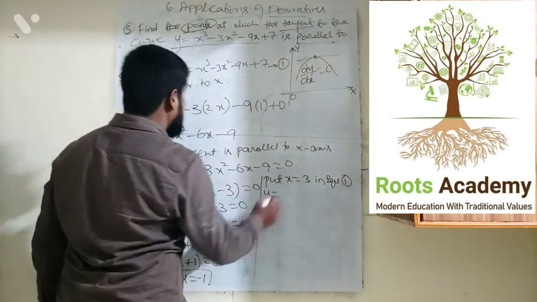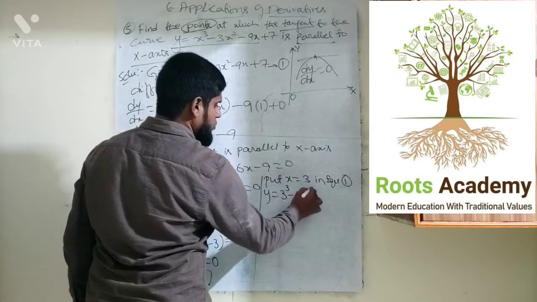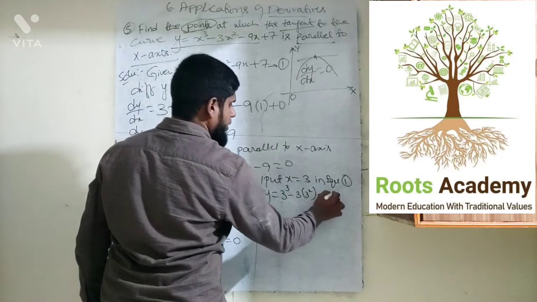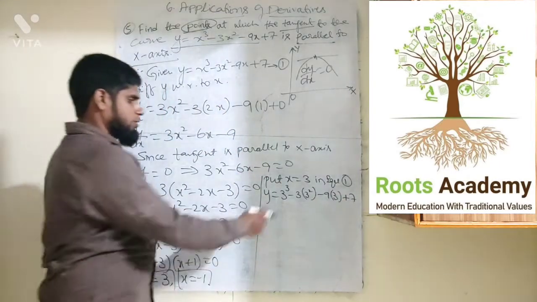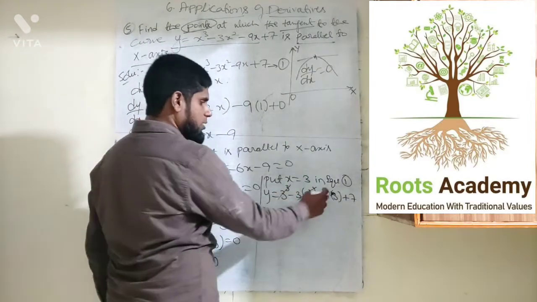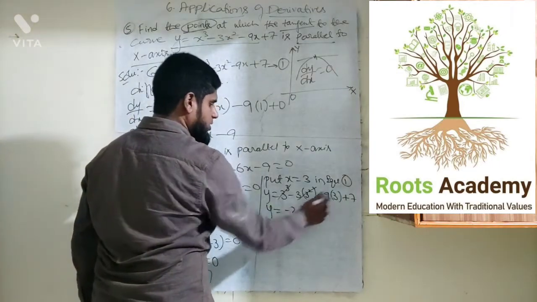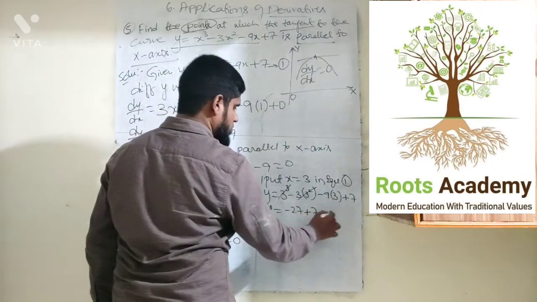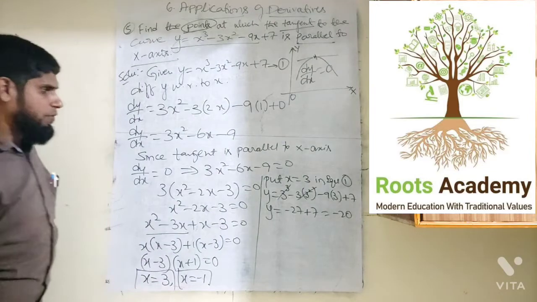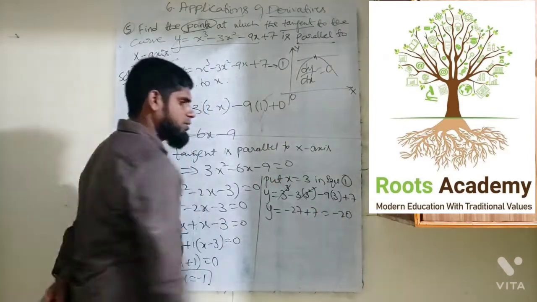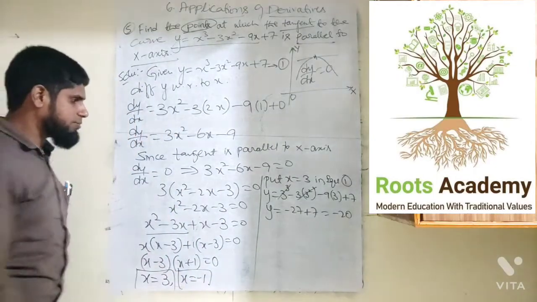So y will be 3 cube minus 3 into 3 square minus 9 into 3 plus 7. This is 3 cube and this is 3 cube, so it gets cancelled. Minus 27 plus 7. Y is equals to 9 threes are 27, plus 7. So here it is minus 20. So when x is equals to 3, the value of y is minus 20. Next, I have one more value of x, that is minus 1.